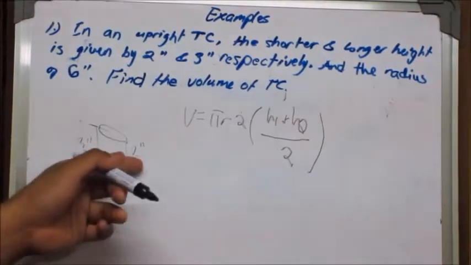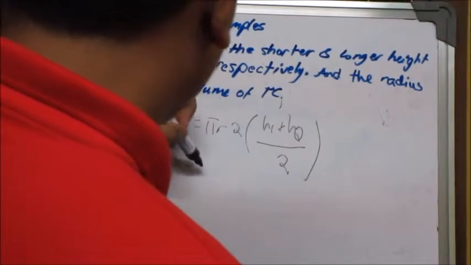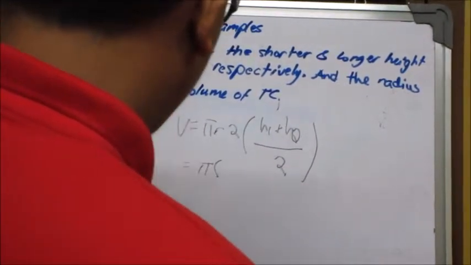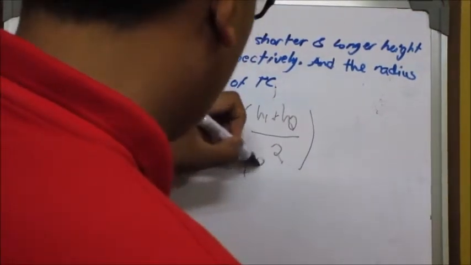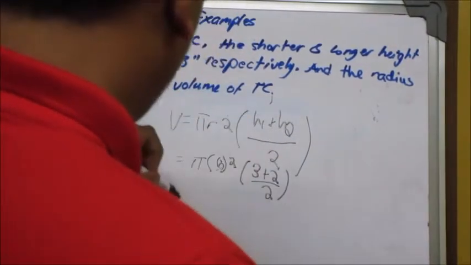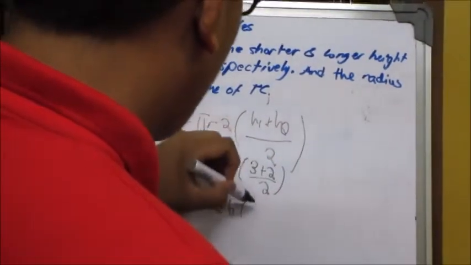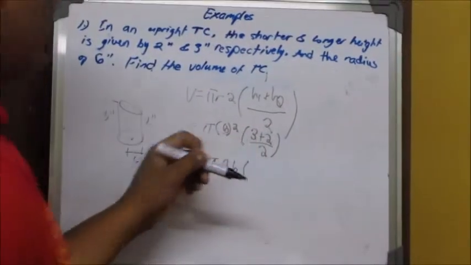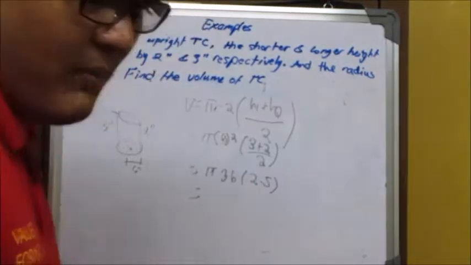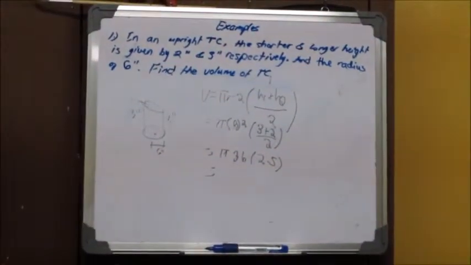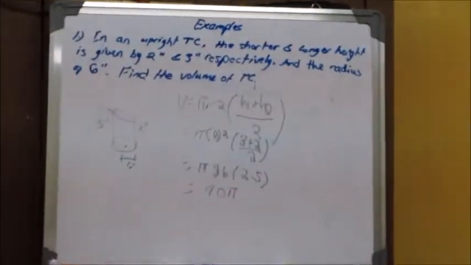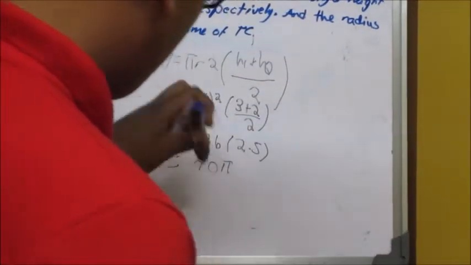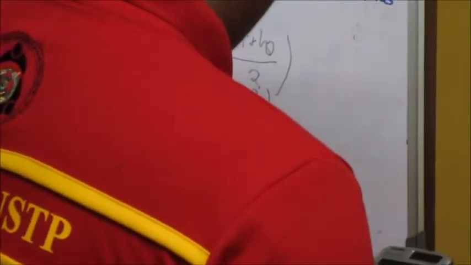It doesn't matter if this is your H1 or H2 or vice versa. They're just the same. So, substitute the values. Pi times 6 squared multiplied by 3 plus 2 all over 2. This is pi times 36 multiplied by 5 over 2, so this is 2.5. By pressing the calculator, this is approximately 282.74 inches cubed.